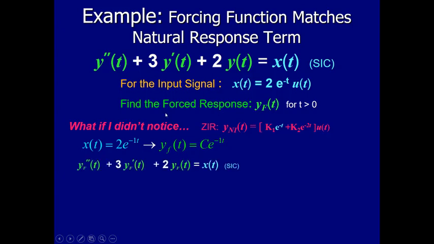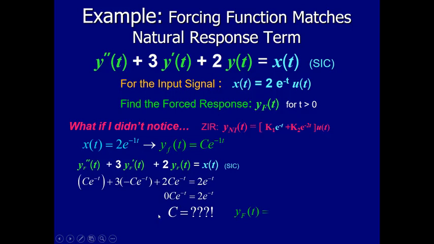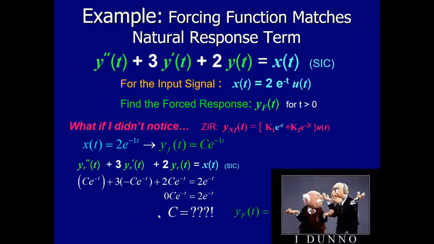We would plug that into our differential equation and find that c e to the minus t plus 3 times minus c e to the minus t plus 2c e to the minus t equals our input 2e to the minus t. Equating the two sides, we would see that all the terms on the left-hand side would actually sum to 0. And so we would have 0 equals 2e to the minus t, a contradiction. And so there is no solution for this. There is no value of c that would work.